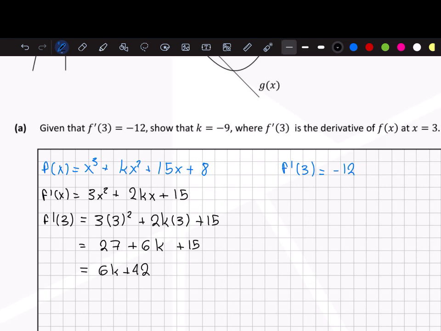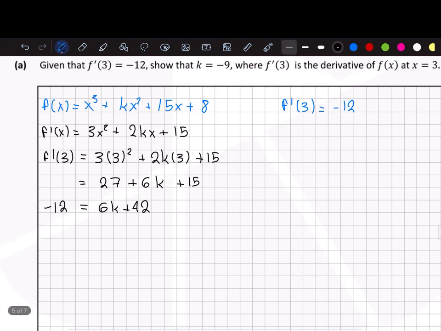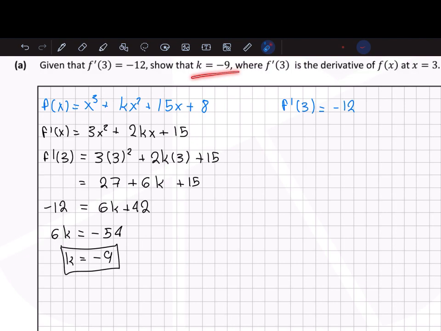Now, I also know, as I said, that f prime of 3 is equal to negative 12, as it says in the question. So this whole thing has to equal minus 12. And now I just simplify again. Minus 42 from both sides, I'll get 6k is equal to minus 54. And if I divide both sides by 6, I get k is equal to minus 9, which is what it told me in the question. So I know I'm right.